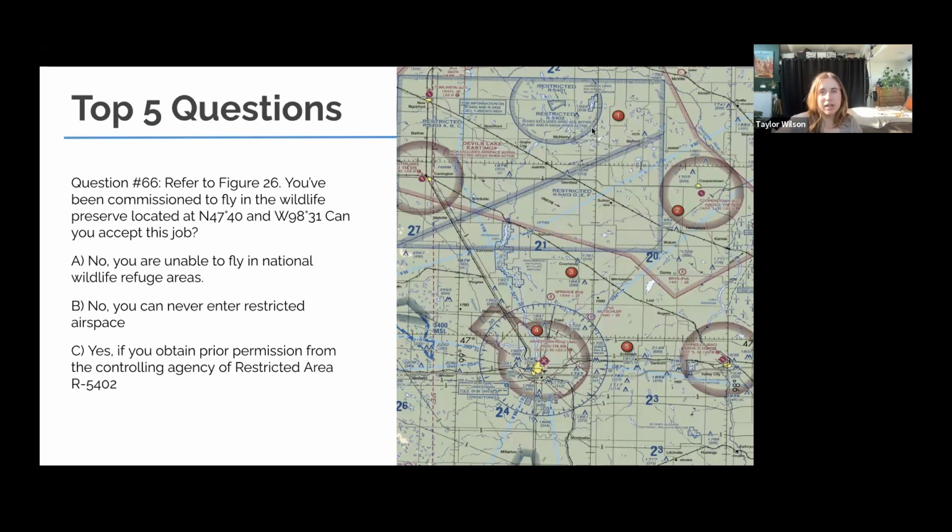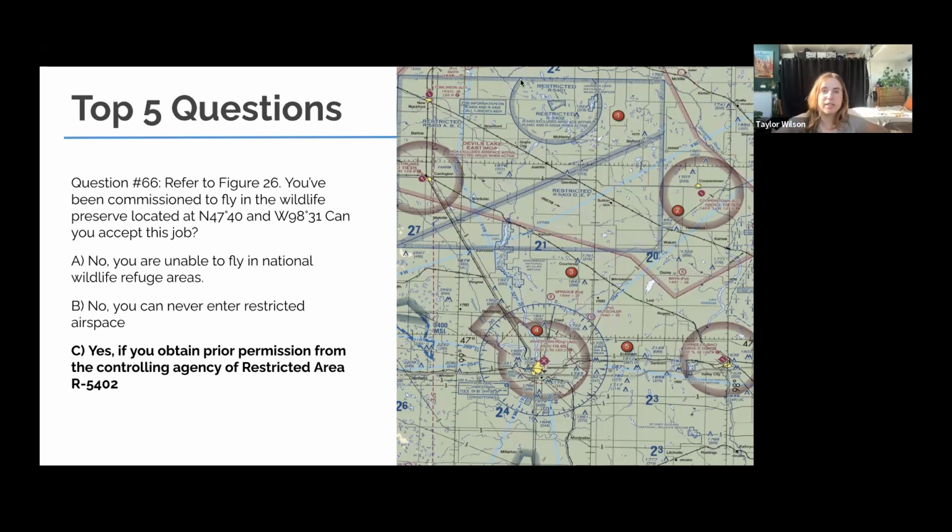We're going to draw that line straight up and down. Now if we were to intersect the two, let's see, we were here. Yeah, it gets us right in this restricted area. So our answer here is yes, if you obtain prior permission from the controlling agency of restricted area R-5402. So we are allowed to operate our unmanned aircraft in a restricted area, again, as long as we're obtaining prior permission. Now they could easily say no, and they could also easily say yes. So either way, you just have to ask for permission first.